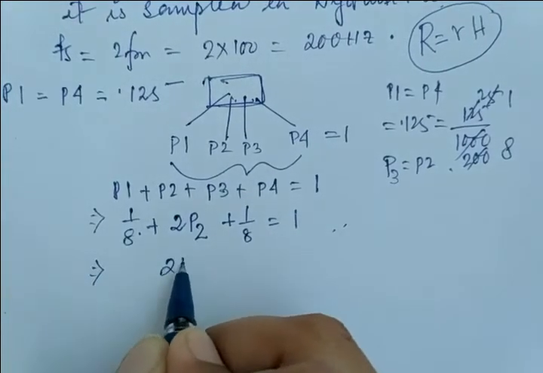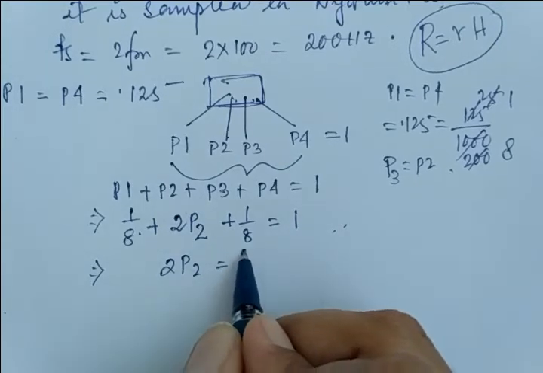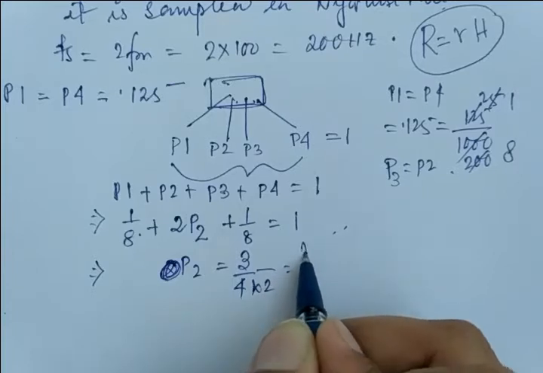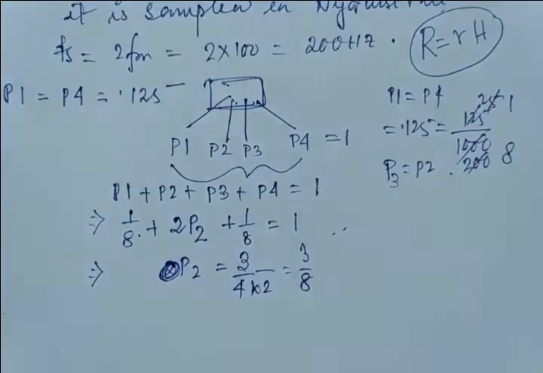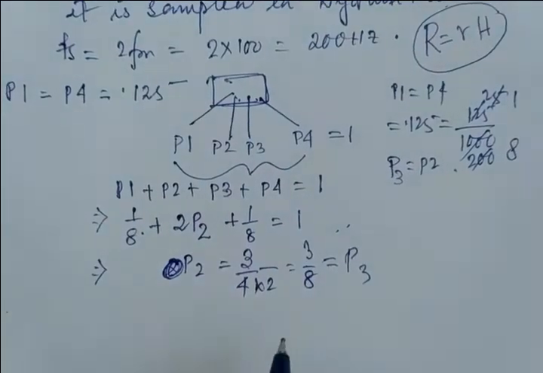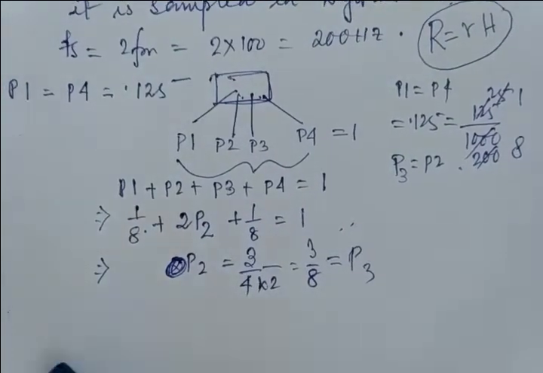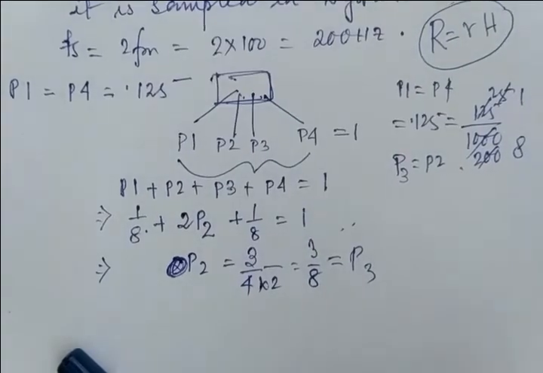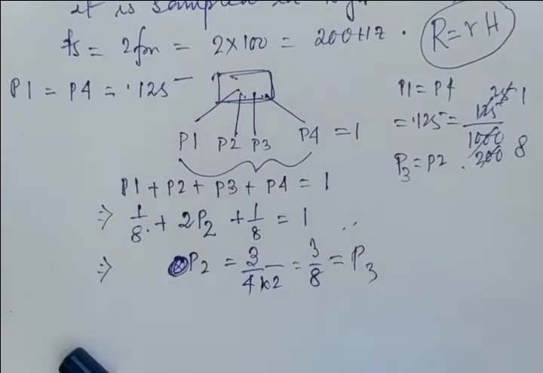So what is your 2P2? 2P2 will be equal to 3 by 4, and P2 will be equal to 3 by 4 into 1 by 2, that is 3 by 8. Right? So this is also the value of P3. So we have got all the probability values, and each must be less than 1. So this is 1 by 8, 1 by 8, 3 by 8 and 3 by 8, right?